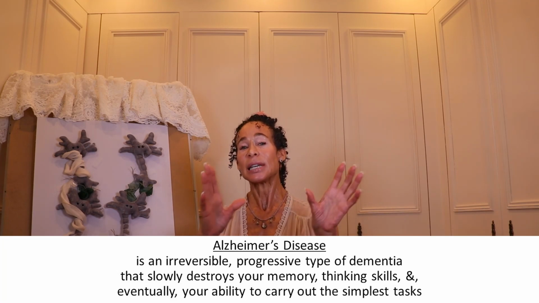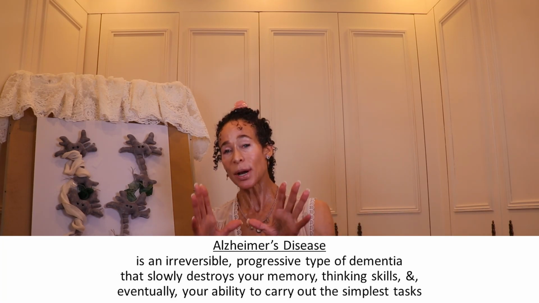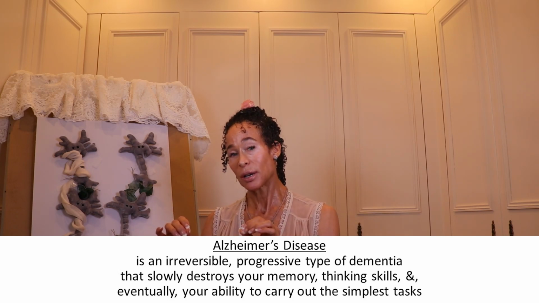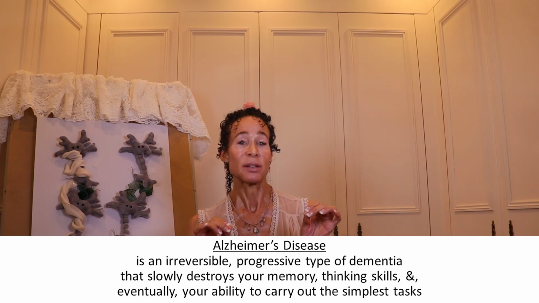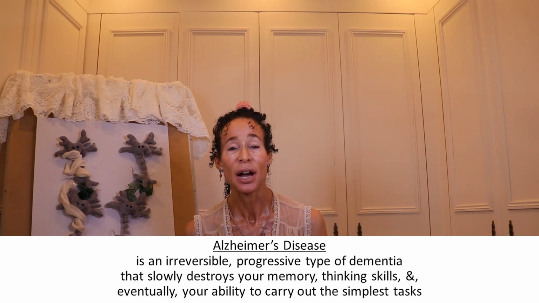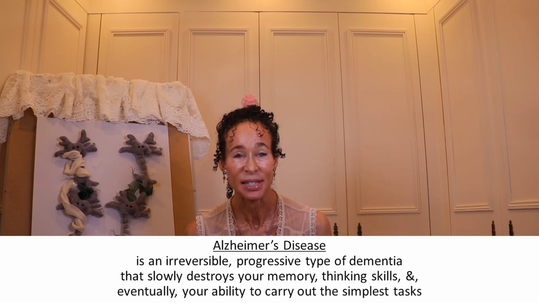Alzheimer's disease is an irreversible, progressive type of dementia that slowly destroys your memory, thinking skills, and eventually your ability to carry out the simplest tasks. So right away you see that Alzheimer's is a type of dementia, but you already knew that because I covered it in the last video entitled Different Kinds of Dementia. Well, it turns out that Alzheimer's is the most common type of dementia. It accounts for 60 to 80% of dementia.